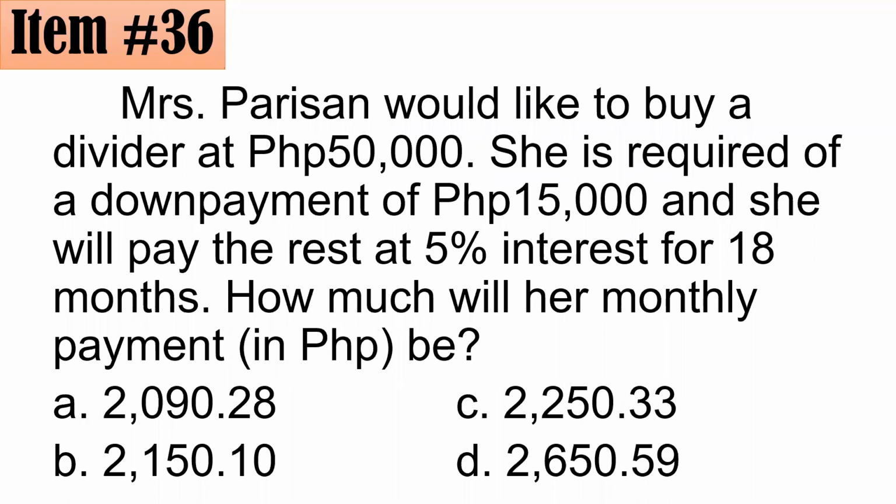36. Mrs. Parisan would like to buy a divider at 50,000 pesos. She is required of a down payment of 15,000 pesos, and she will pay the rest at 5% interest for 18 months. How much will her monthly payment in Philippine pesos be? Which of A, B, C, or D did you answer?